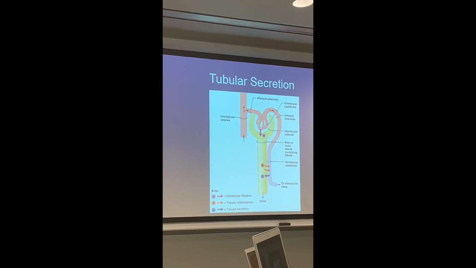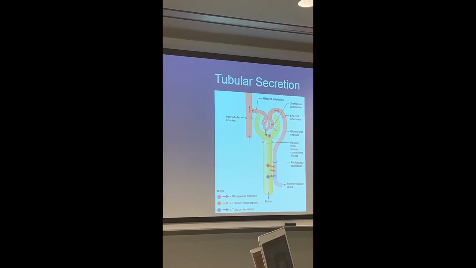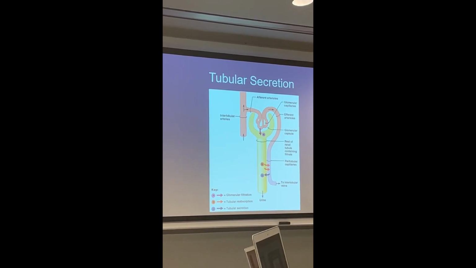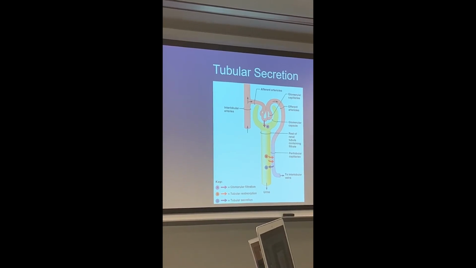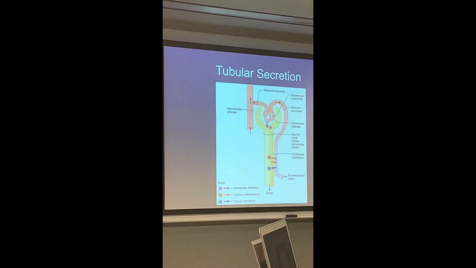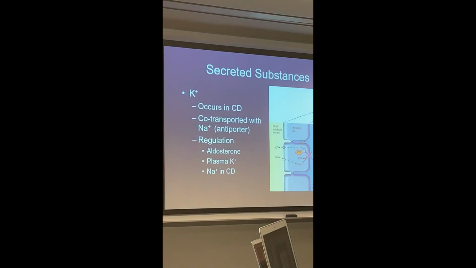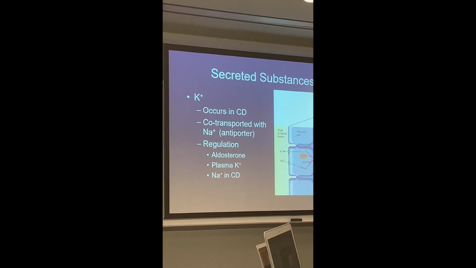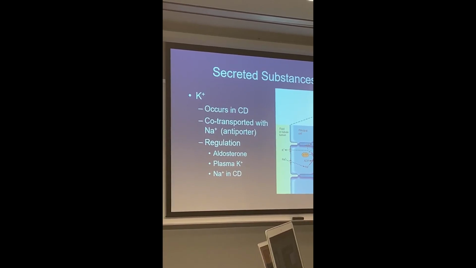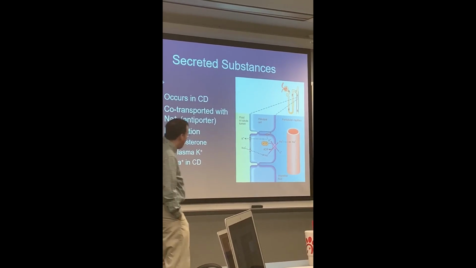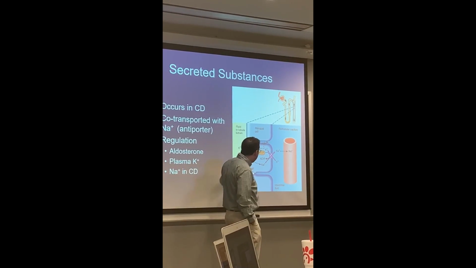Okay. Now secretion, as I mentioned, is also a mechanism that occurs here. Much less prominent though, as we indicated when I showed you the numbers, but nevertheless it is important. And so what sorts of substances are secreted? Well, one of them is potassium. As we noted, we do secrete some potassium. This occurs in the collecting duct. The principal cells, note principal cells of the collecting duct.